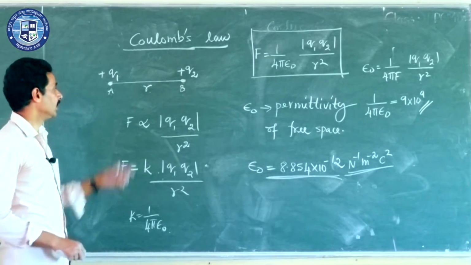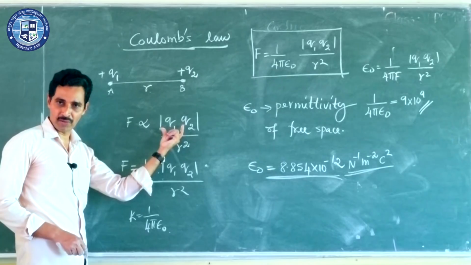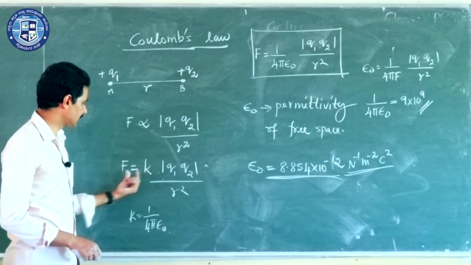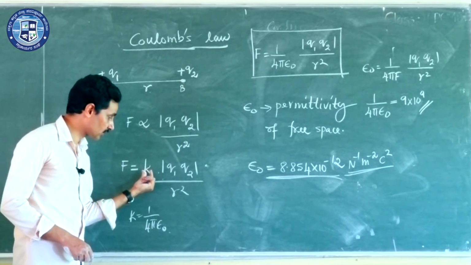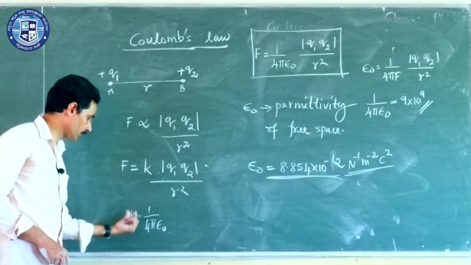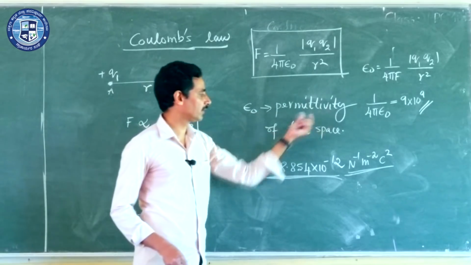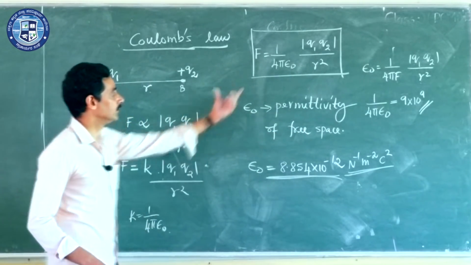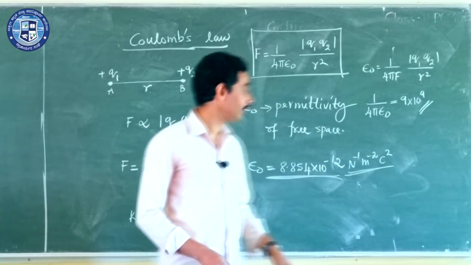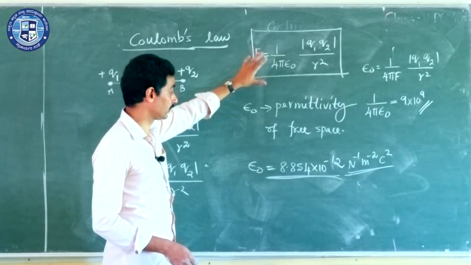And explanation. Consider two charges separated by a certain distance r. F is directly proportional to the product of magnitude of charges and inversely proportional to the square of the distance. F is equal to a constant of proportionality, and K is a constant given by 1 by 4 pi epsilon naught, and epsilon naught is called permittivity of free space. Substituting this we get F equal to 1 by 4 pi epsilon naught Q1 Q2 by R square. This is the mathematical form, not in vector form now. Vector form you have to write it.